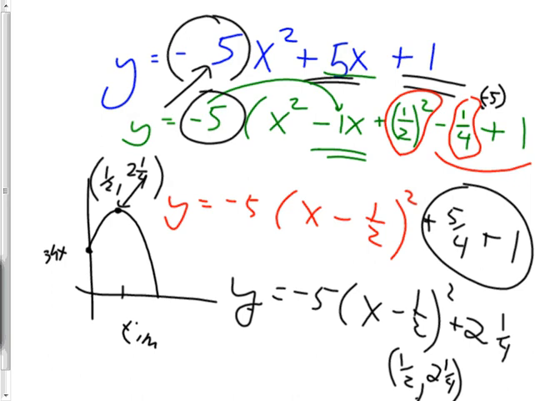All right, good enough. That is called completing the square. It's one of the things you're supposed to be good at by now.